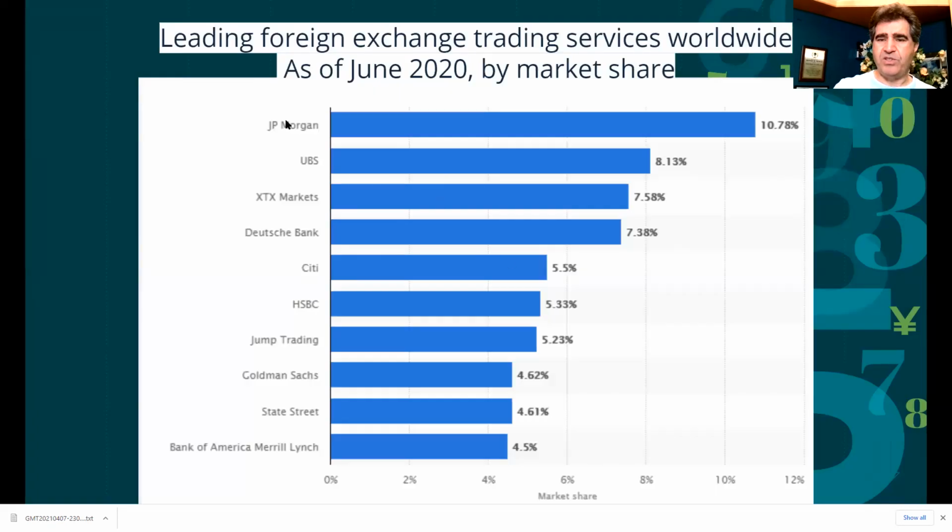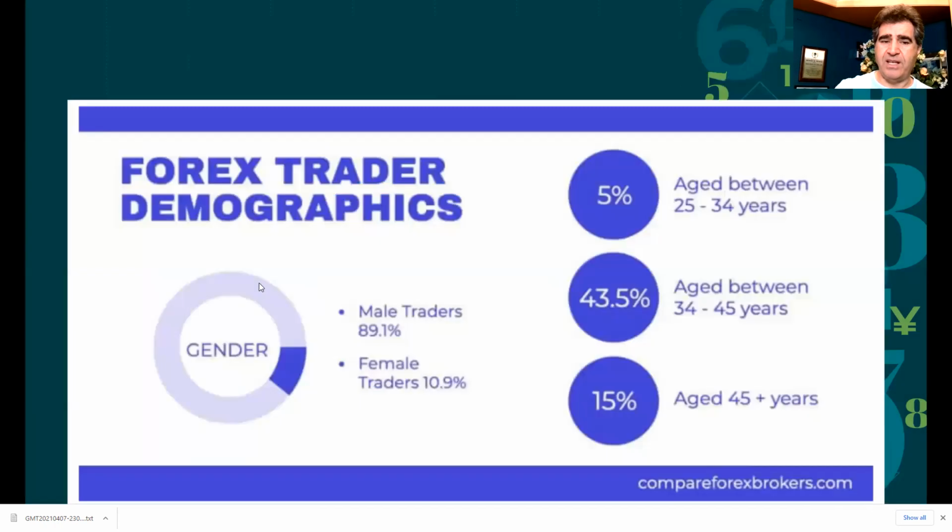Before I do that, I just want to share with you that this is as of June 2020, to see some of the largest, leading banks that deal in all the tradings. You can see JP Morgan, UBS, and XTX Markets, just between three of them, and Deutsche Bank, you can see almost 38%, 15, 20, 33 or 34% of all the activity in the Forex market is done by just four banks. So that tells you how influential they are and how much activity happens.